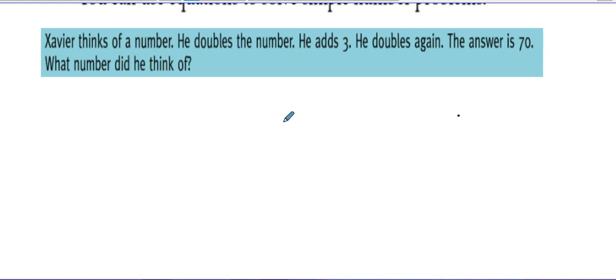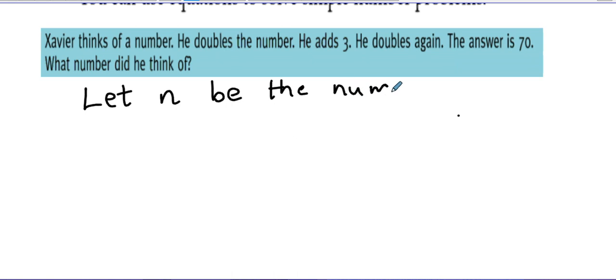Okay, let us start with this question here. Xavier thinks of a number, doubles the number, and then he adds 3. He doubles again, and the answer is 70. What number did he think of? Okay. So here, let n be the number that Xavier is thinking of. Okay, now let us start. Xavier thinks of a number. Okay, the number is n.